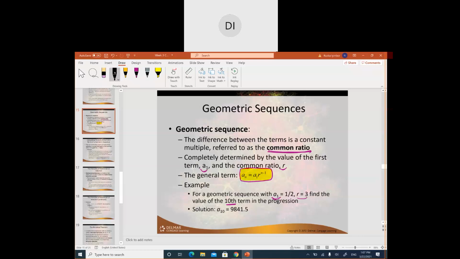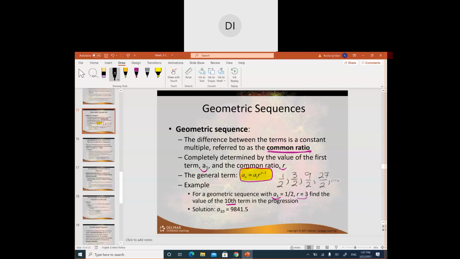So A1 is 1/2, so this is your sequence. You have 1/2, then when I multiply by 3, it's going to be 3/2, right? And then I multiply by 3 again, it's going to be 9/2. And then what is the next one? 3 times 9 is 27/2, right? So you're multiplying by 3 and so on, okay? So this is how the sequence looks.